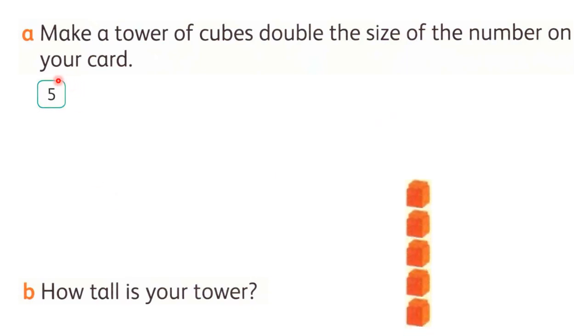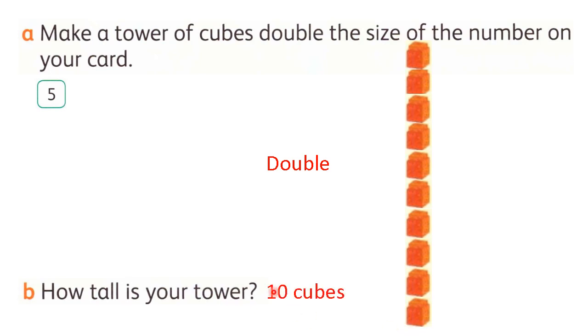Now we have number 5. Here we have 5 cubes. Double 5 is 10. And our tower is 10 cubes tall.